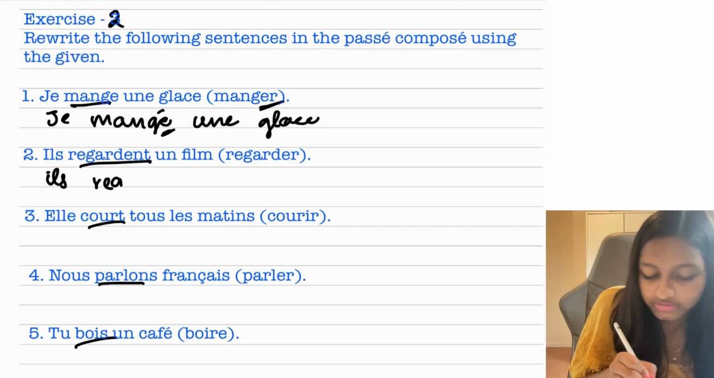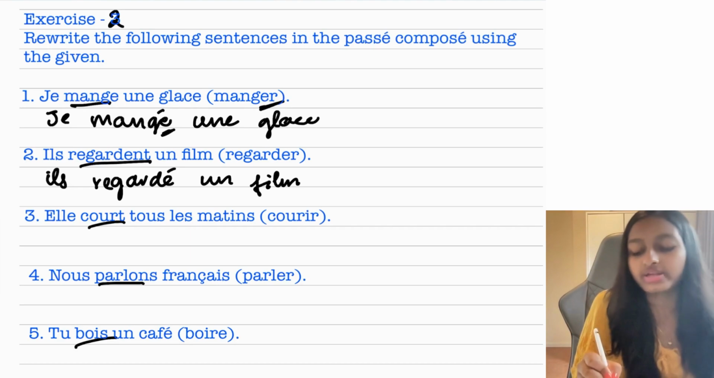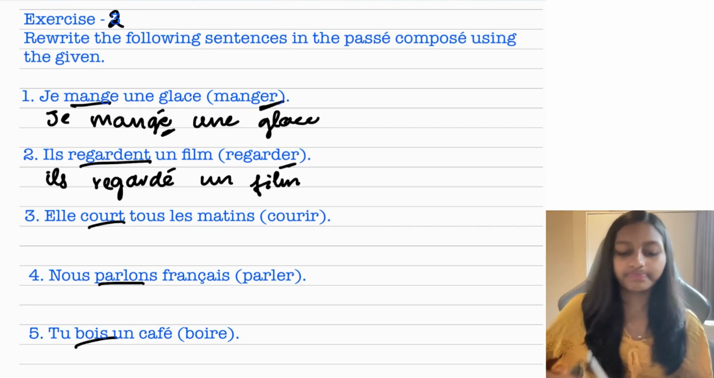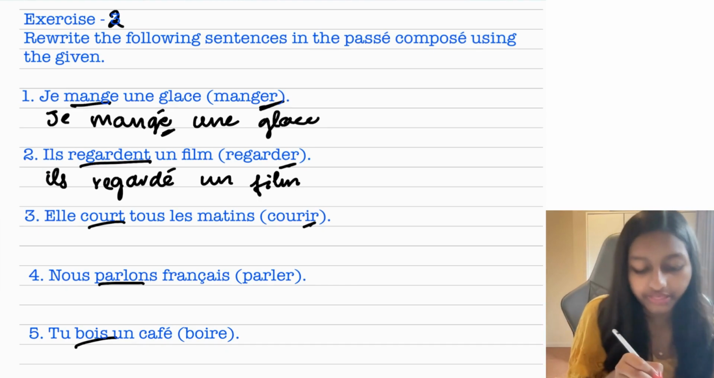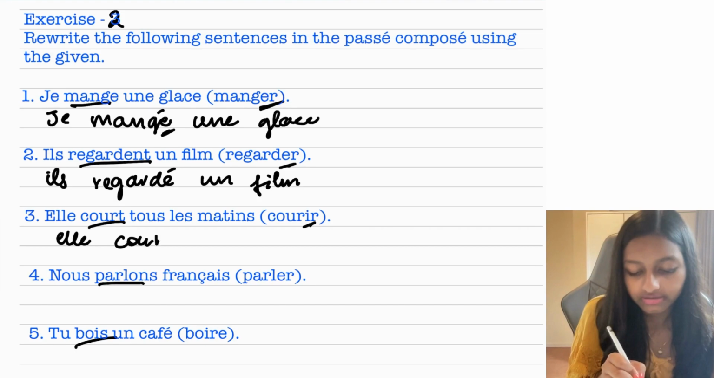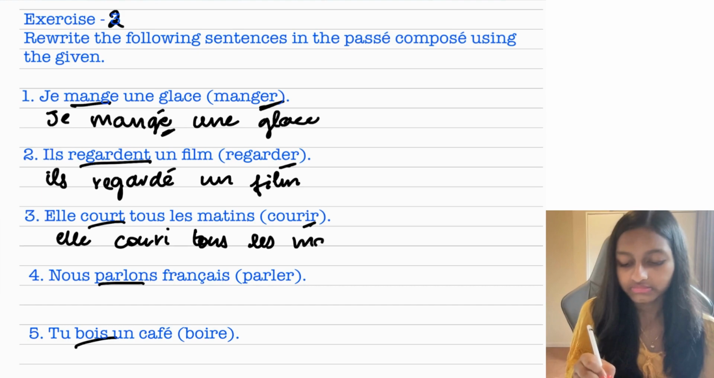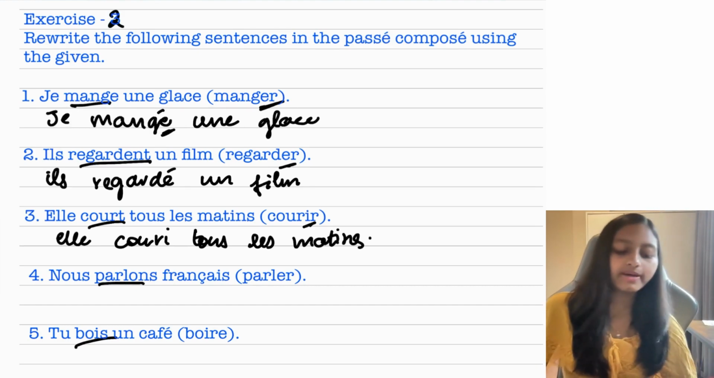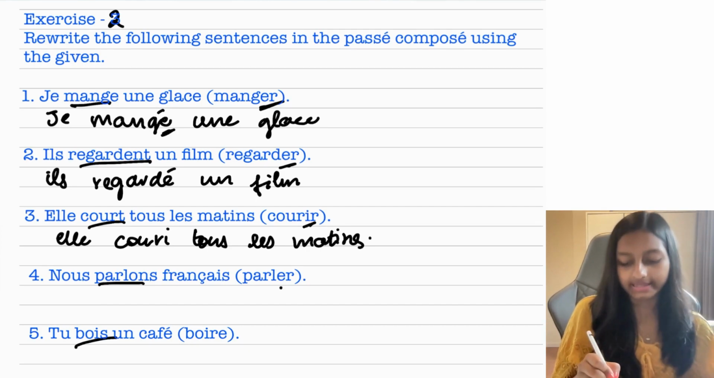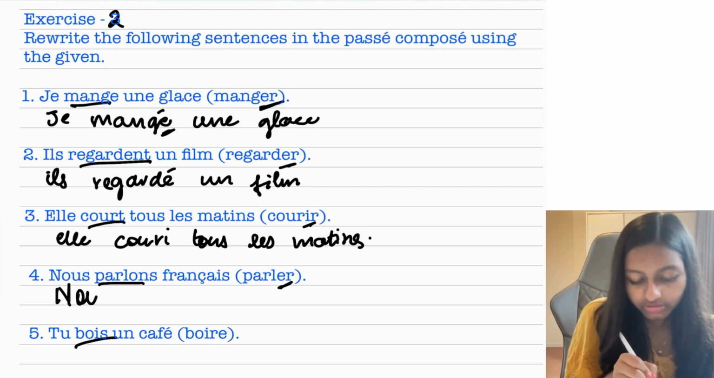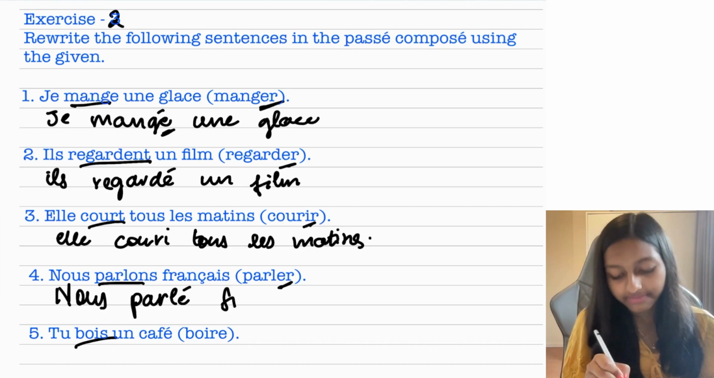Il regarde un film. Again, we apply the same rule as the first one since regarder is also an er verb. Elle court tous les matins. Courir is ir, thus it will be this because you remove the r at the end as the rule said. Nous parlons français, so we speak French. Parler is er, so we remove the er and add é with the accent. Français.